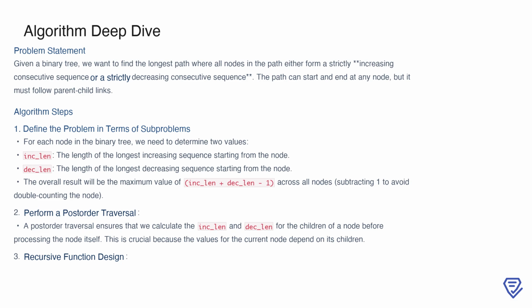To compute these values effectively, we employ a postorder traversal, which ensures that we process a node only after its children have been processed. This traversal order is crucial because the sequence lengths at a node depend on the sequence lengths of its children. Additionally, we'll design a recursive function to calculate these values and use a global variable to keep track of the maximum sequence length as we traverse the tree.